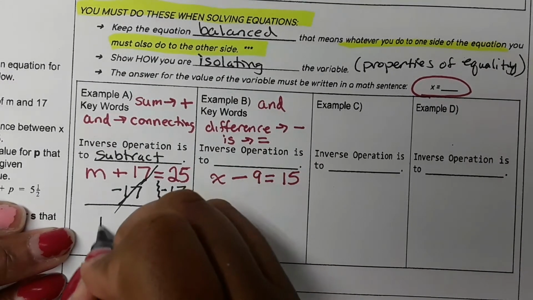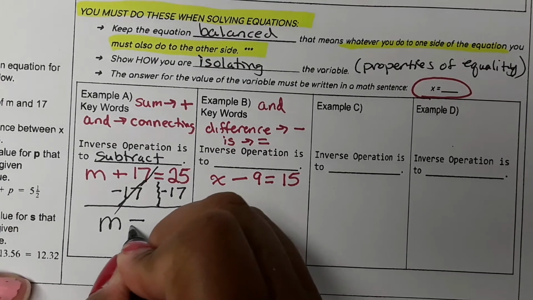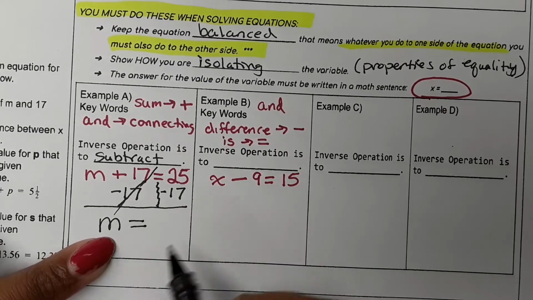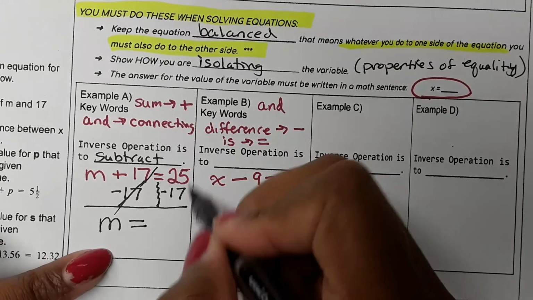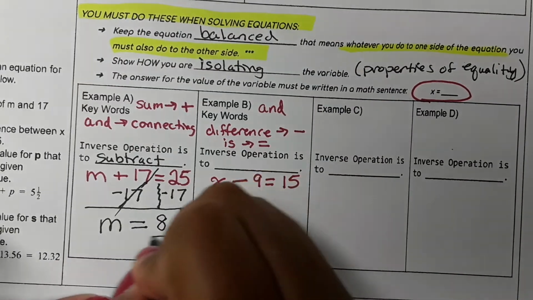And you end up with m plus 0. But because of our identity property, we know m plus 0 is just m. So that's our variable by itself. Hip, hip, hooray. And then all we do is this little problem here. 25 minus 17, we get 8.